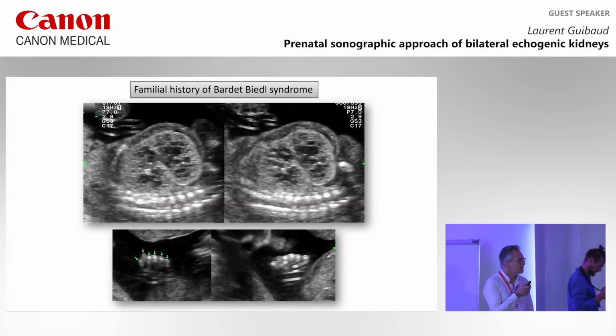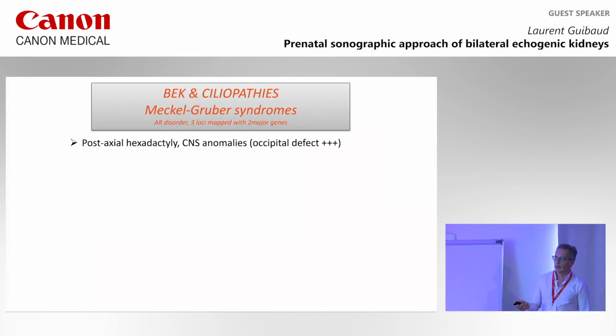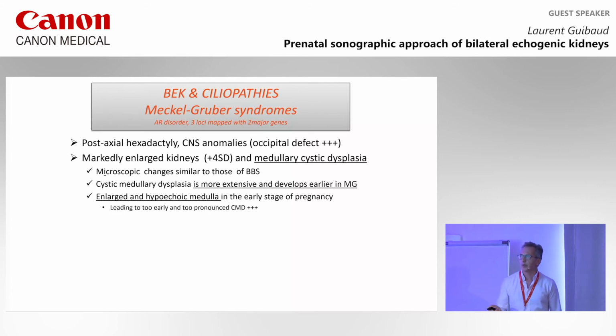most of the time it's echogenic and you have some cysts. Here you see it's a honeycomb appearance. This is more the form that we'll find in Meckel-Gruber syndrome. Because in Meckel-Gruber syndrome, which is also a ciliopathy, you have post-axial polydactyly, some CNS anomalies with occipital defect, and the kidneys are more enlarged with medullary cystic dysplasia.